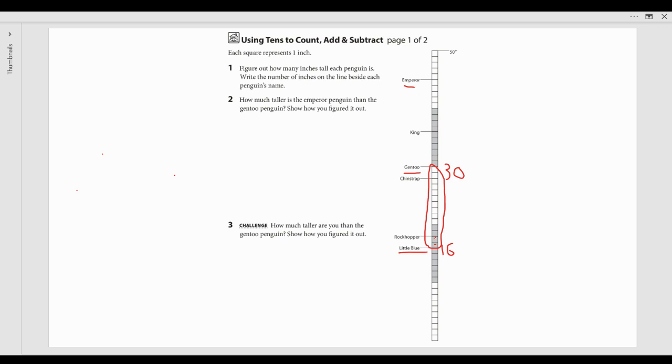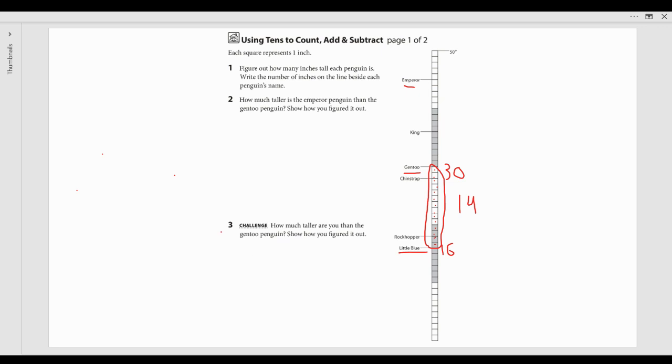1, 2, 3, 4, 5, 6, 7, 8, 9, 10, 11, 12, 13, 14. The Gentoo penguin is 14 inches taller than the little blue penguin. The same strategy can be used to figure out the difference between your Gentoo penguin and the emperor penguin.